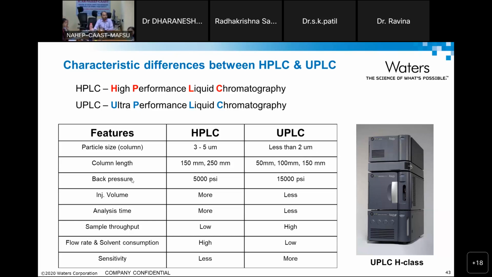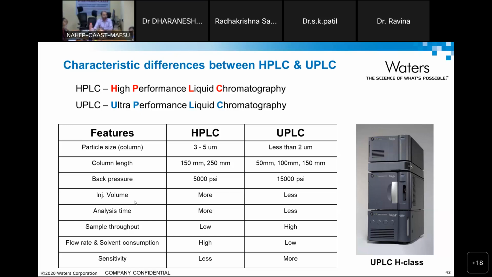Okay. Back pressure. Now, as HPLC columns have a slightly higher particle size, the system generates a very low back pressure, with a limit of somewhere around 5000 psi, whereas in case of UPLC, since the particle size of the columns is less, it generates a quite high back pressure, and hence the maximum back pressure limit for UPLC systems is 15,000 psi.